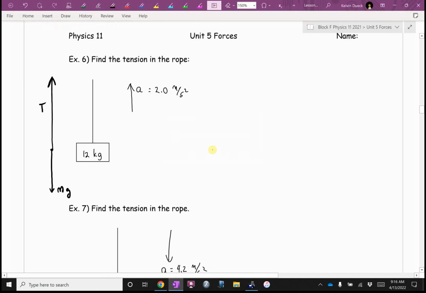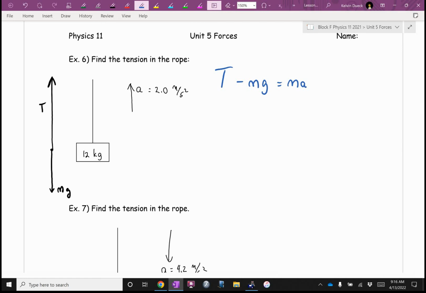Who's winning? Who's losing? What's that always equal? Tension minus mg equals ma. Don't try and memorize this equation. You'll derive it from a free body diagram because there's going to be a bajillion equations. What am I trying to find?